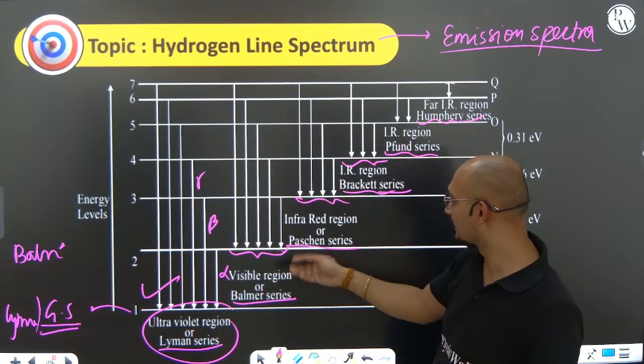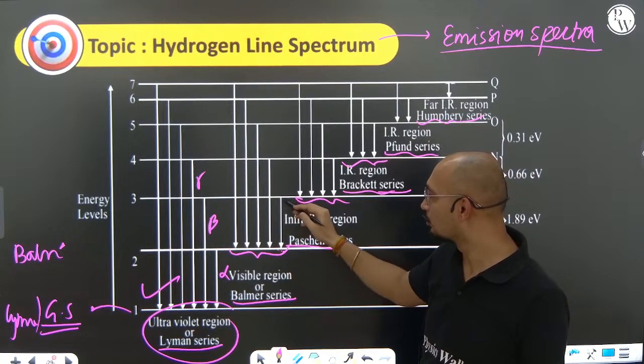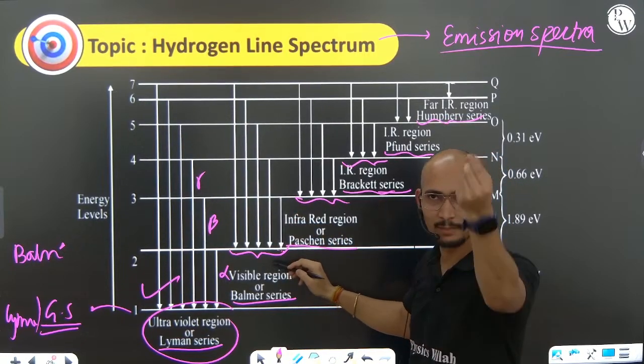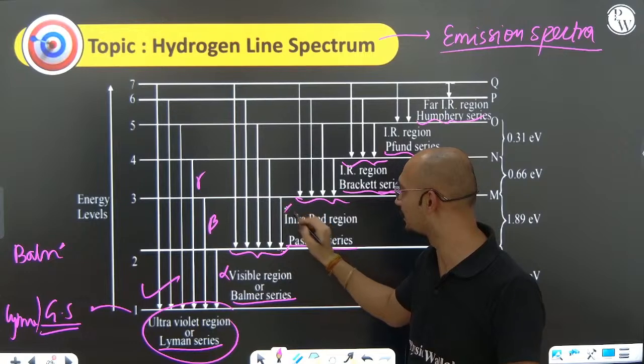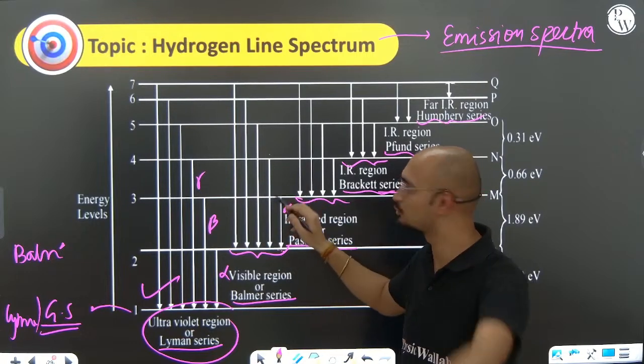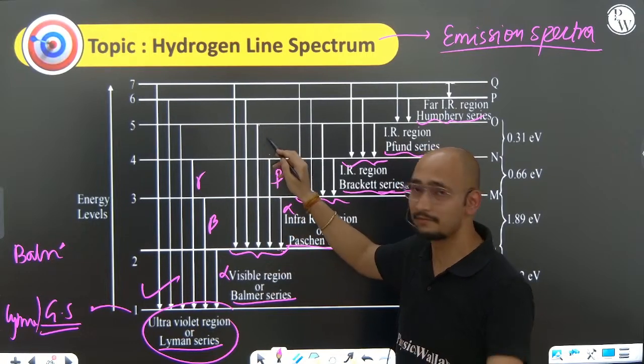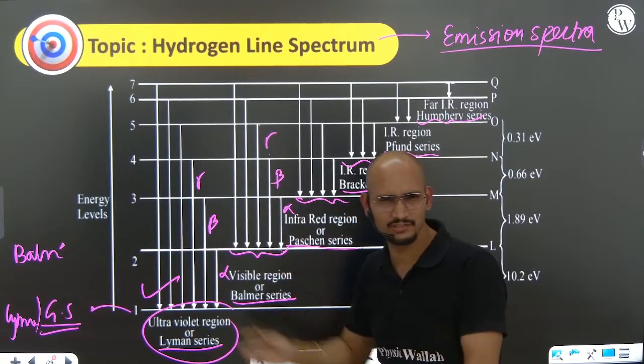What about this? Let's say it is Balmer. So if it is coming from 3 to 2, so coming to 2, Balmer, that is alpha. 4 to 2, how much is the difference? 2. So it is beta. 5 to 2, how much is the difference? 3. So it will be called gamma line. I hope you understand it, right?